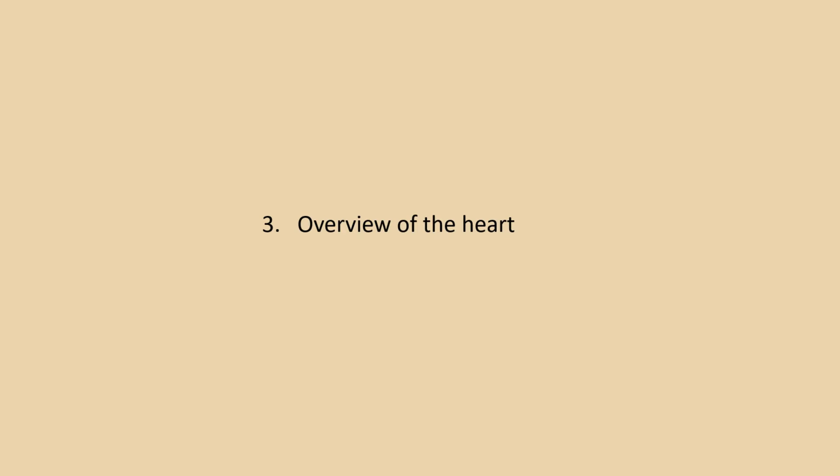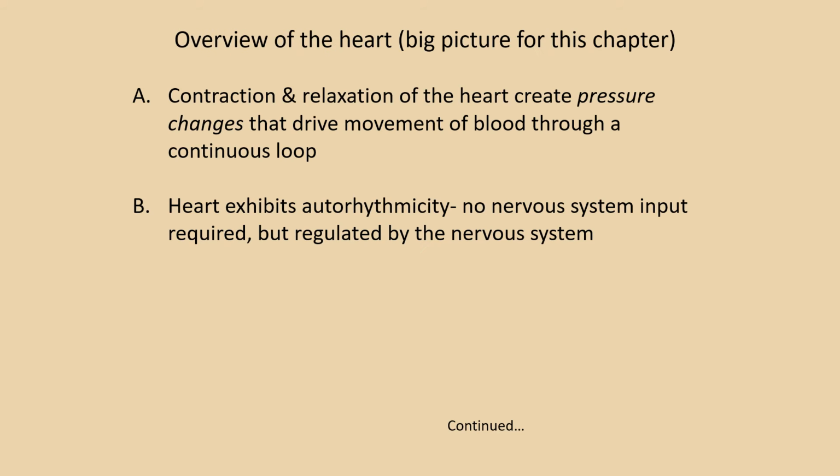All right, so let's take a closer look at the heart. There is a lot of material to cover on the heart, and I want to present you with an overview of the big picture for where we're going for the duration of part 1. We will talk about how the heart acts as a muscular pump. With every beat of your heart, it generates pressure gradients that drive blood through this continuous loop of blood vessels. And then your heart exhibits what's known as autorhythmicity. That is, it's self-excitable. Your heart can beat, it can generate pressure gradients without any input from your nervous system.